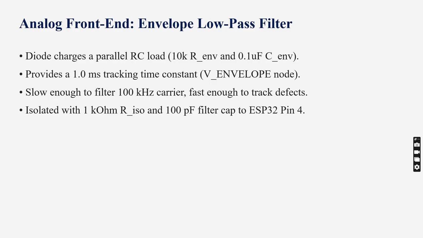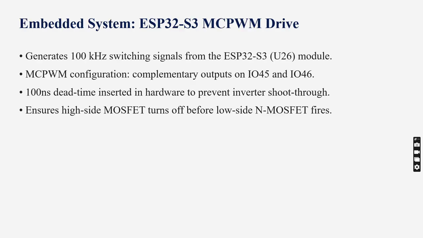The rectified DC envelope is smoothed by a parallel RC load consisting of a 10 kilohm resistor and a 0.1 microfarad capacitor. This creates a 10 millisecond time constant, which is slow enough to filter out the 100 kilohertz switching ripple, but fast enough to track rapid amplitude changes during the scan. A 1 kilohm resistor and a 100 picofarad capacitor provide additional high frequency isolation before routing the signal to the ESP32.